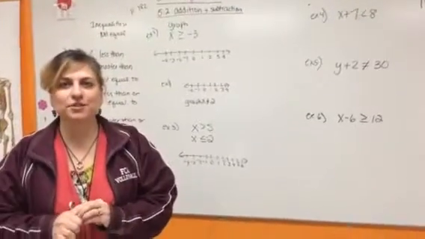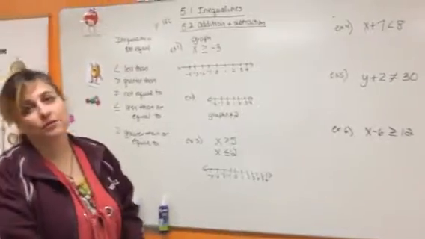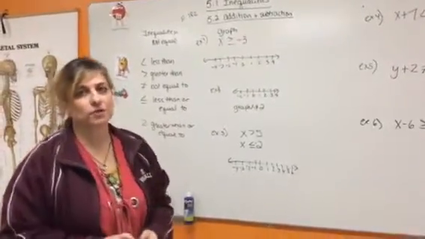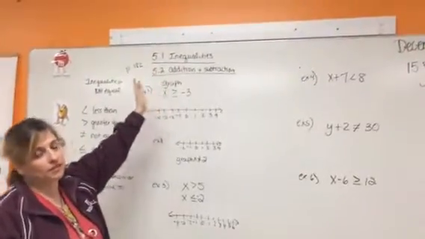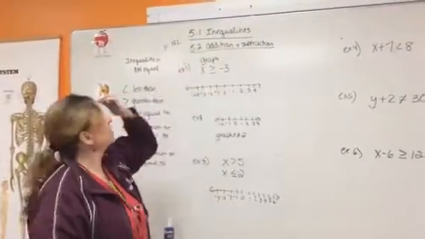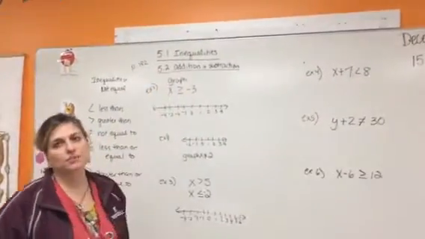Guys, today we are doing a new chapter. Yay, chapter 5. You have made it through chapter 4 with all those awful train word problems. We're doing 2 sections today because the first one's really easy and the second one's pretty easy as well. It's on page 182, inequalities and addition and subtraction.